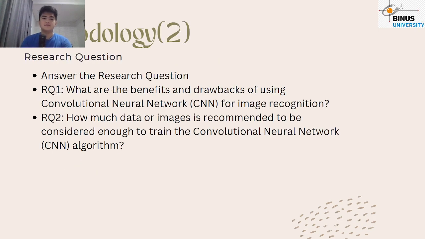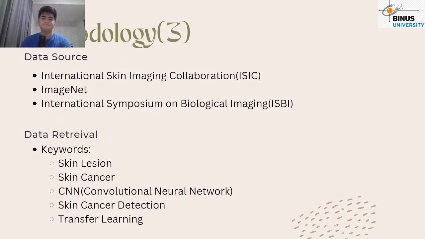The second phase of methodology is creating the research questions. As you can see, we have prepared two research questions: what are the benefits and drawbacks of using CNN for image recognition, and how much data or images is recommended to be considered enough to train the convolutional neural network algorithm?